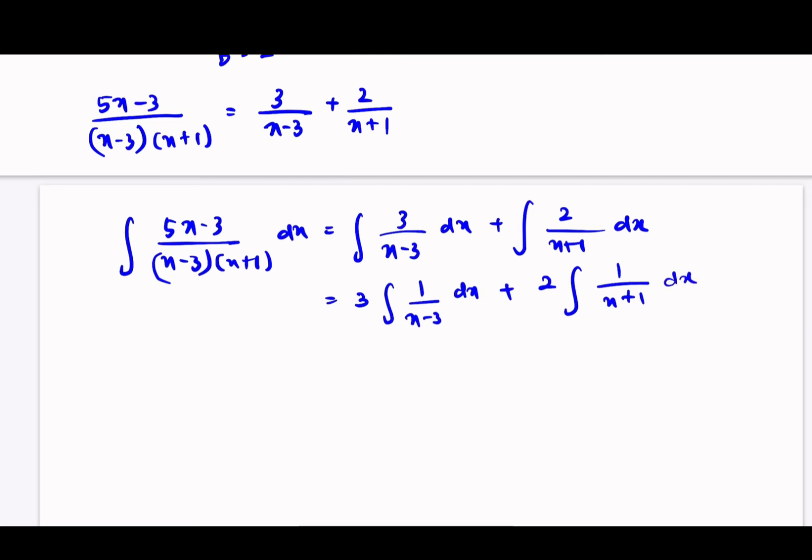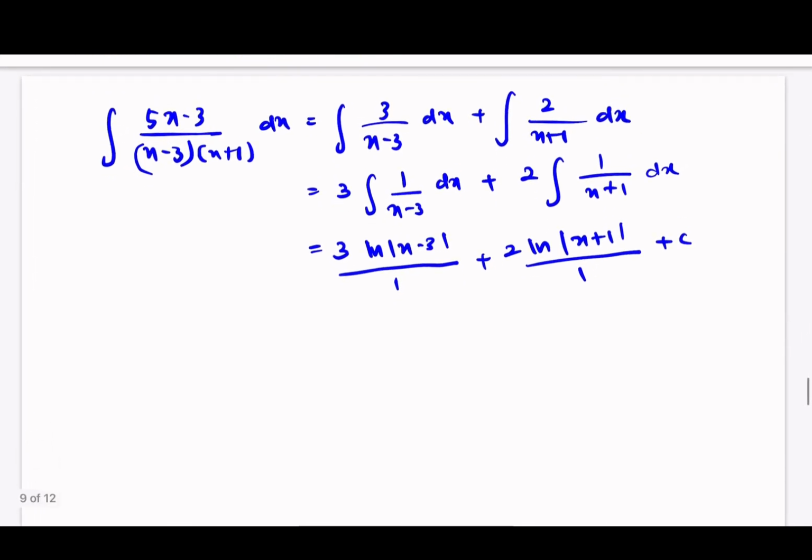Okay, then kita tahu integral 1 over adalah ln. So, dia akan jadi sini 3 ln x minus 3 over differentiate x minus 3 which is 1 plus 2 ln x plus 1 over differentiate x plus 1 which is 1 and then plus C. So, as a whole, the final answer is 3 ln |x minus 3| plus 2 ln |x plus 1| plus C.